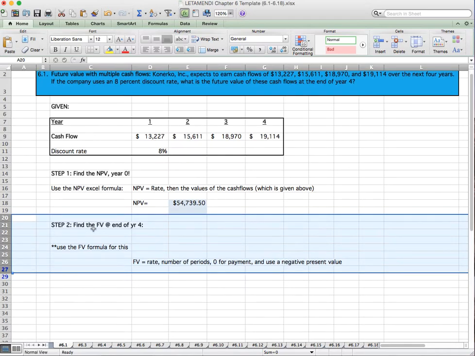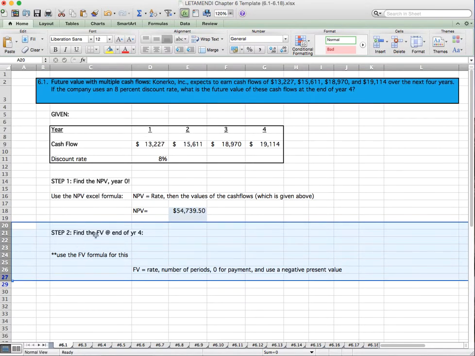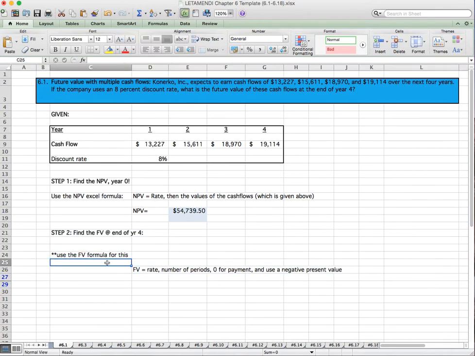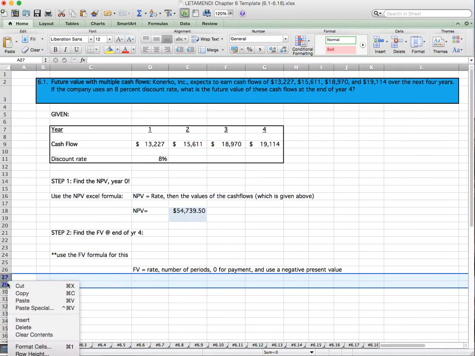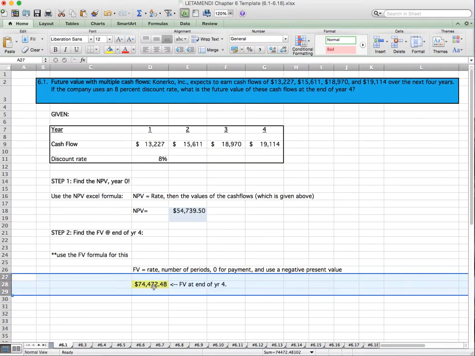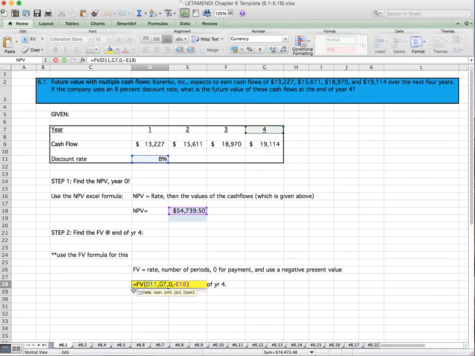The second step is to find the future value at the end of the 4th year. So now we have to use the future value formula for this, and the future value, as discussed in the previous video, is the rate, comma, number of periods, comma, you enter 0 for payment, and then use a negative present value, okay? Because it's, again, money out.